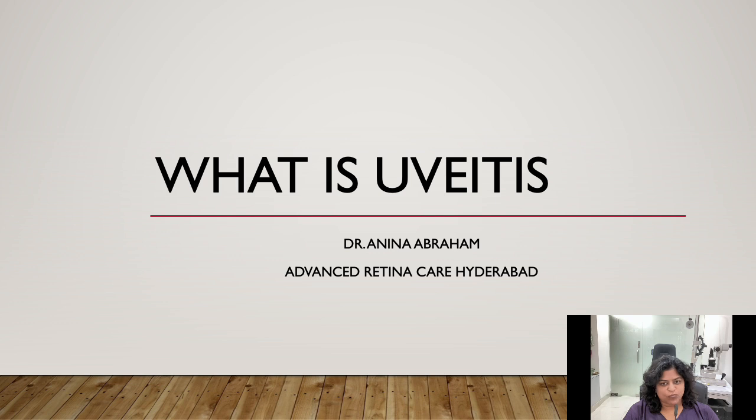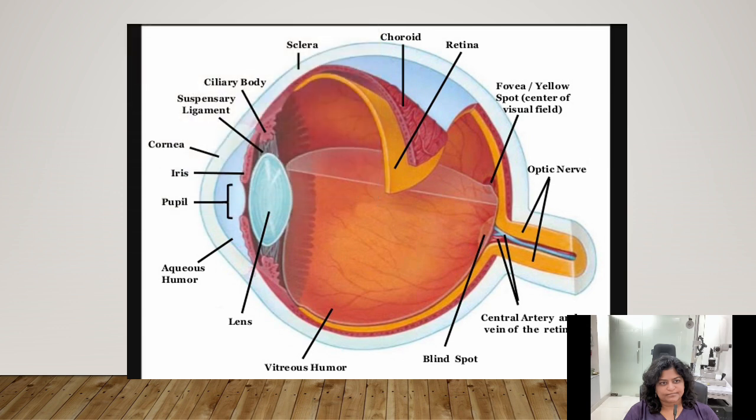Today I'm going to explain what uveitis is. Let us first look at this picture. We're going to understand what the uvea is. Uveitis, as the name implies, simply means inflammation of the uveal tract. Now, where is this uveal tract?